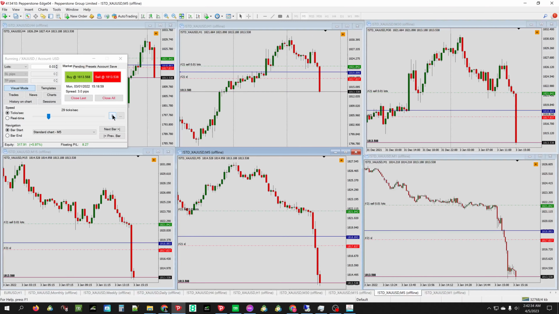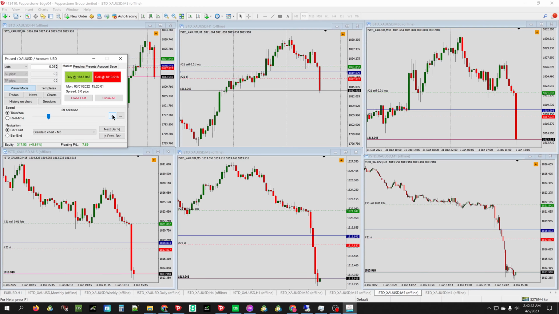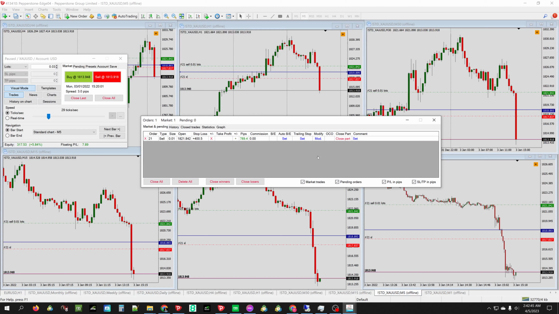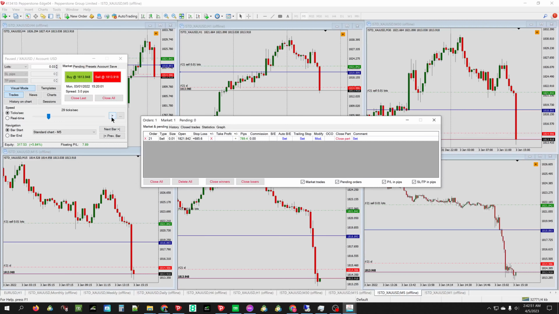If it doesn't, I will trail my stop loss above this candle high. So we didn't break above the current M5 candle high. Now is the time to put break even above M5 candle high.